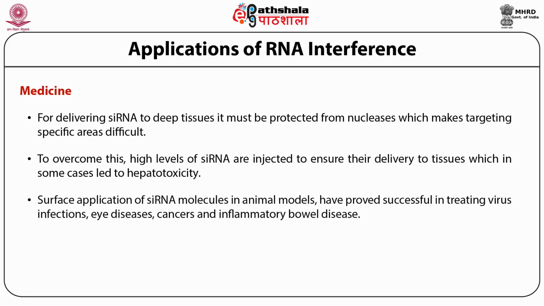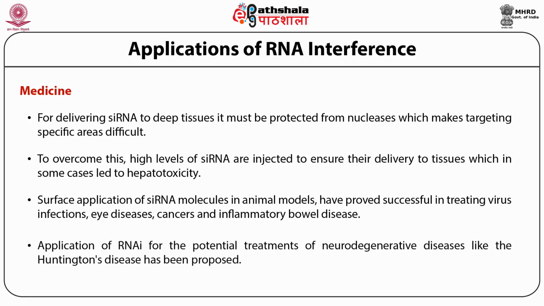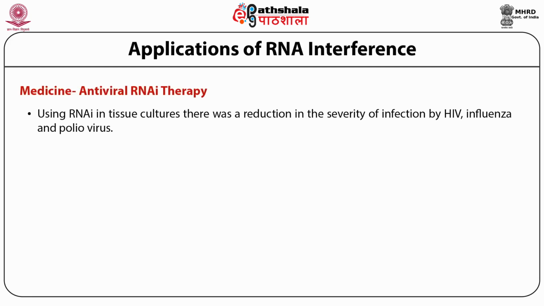Surface application of siRNA molecules in animal models has proved successful in treating virus infections, eye diseases, cancers, and inflammatory bowel disease. Application of RNA interference for the potential treatment of neurodegenerative diseases like Huntington's disease has been proposed. Using RNA interference in tissue cultures, there was a reduction in the severity of infection by HIV, influenza, and poliovirus. Thus, people are proposing to use RNA interference as an antiviral RNAi therapy.